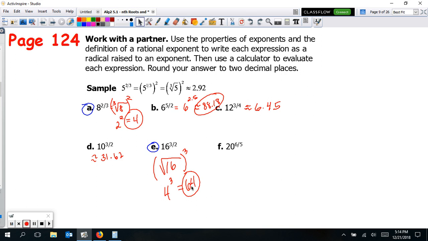This one, fifth root of 20, there's no way to get a fifth root of 20 without the calculator. We could change 6/5 to a 1.2 decimal exponent if we wanted to. I'm just showing you can do that, so you can plug in 1.2 on the calculator instead of 6 divided by 5. And when we plug it into the calculator, we get approximately 36.41.